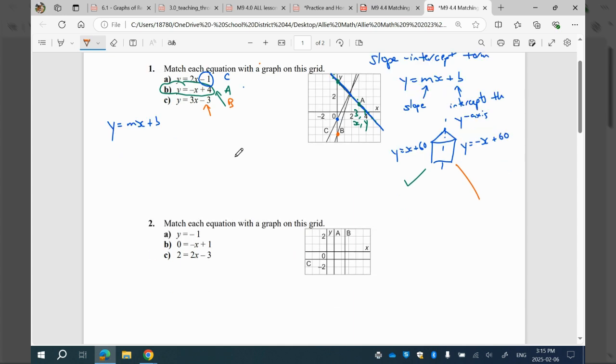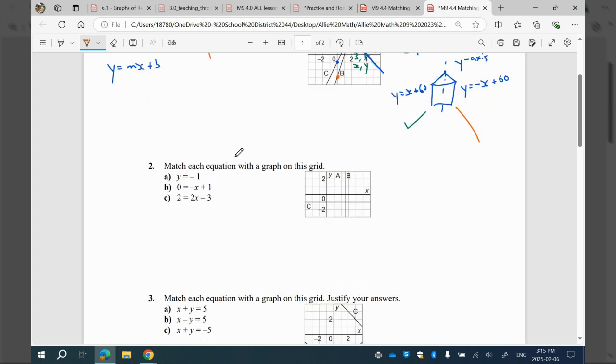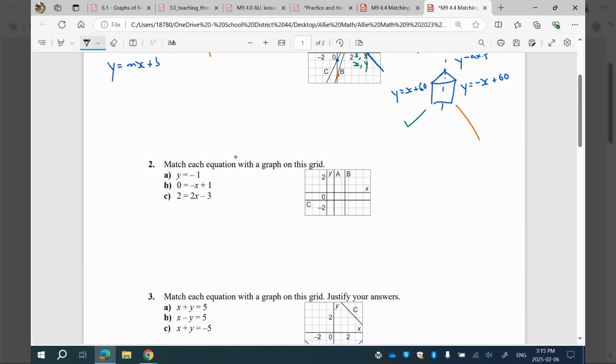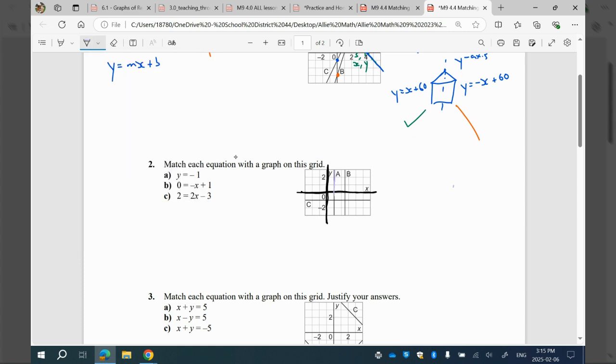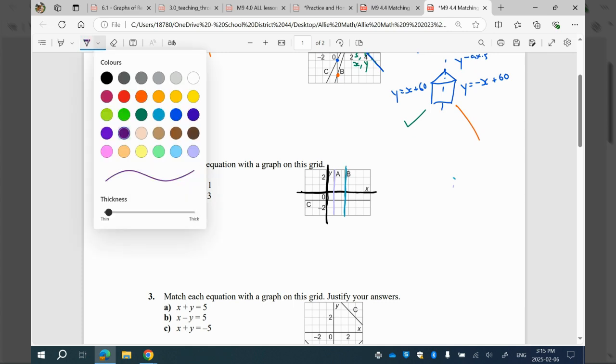Let's look at our next lines, and it's a little bit hard to see on your notes, but this is the y-axis, this one right here, and this is the x-axis, this one right here. And let me add some color to the other lines to help you out. This is line A, this is line B, and this is line C.